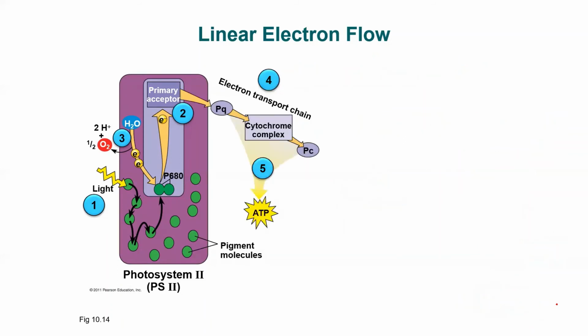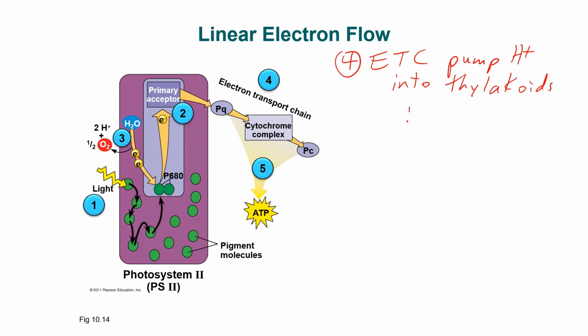So number 4. Number 4, we have an electron transport chain. What do we do with electron transport chains? So you probably know electron transport chains are moving electrons in bonds from protein complex to protein complex. But the main thing they do, electron transport chains, they pump hydrogen ions and they go into the thylakoids. And so this produces a proton motive force.